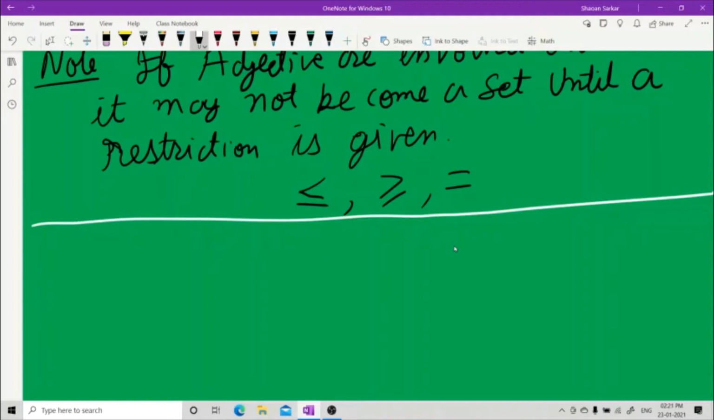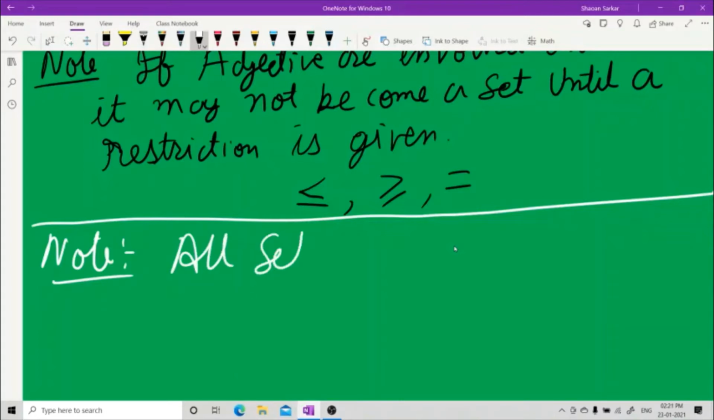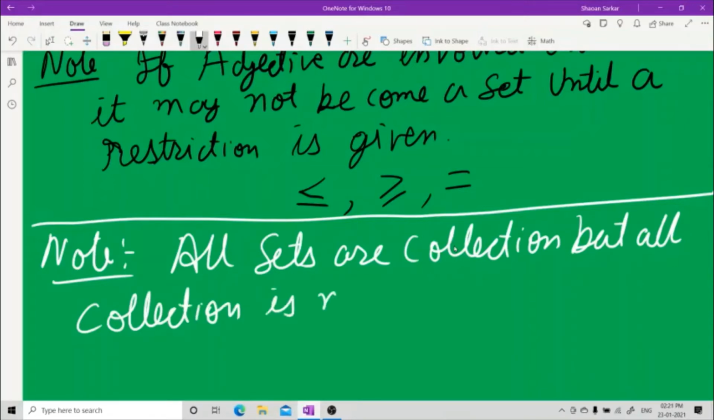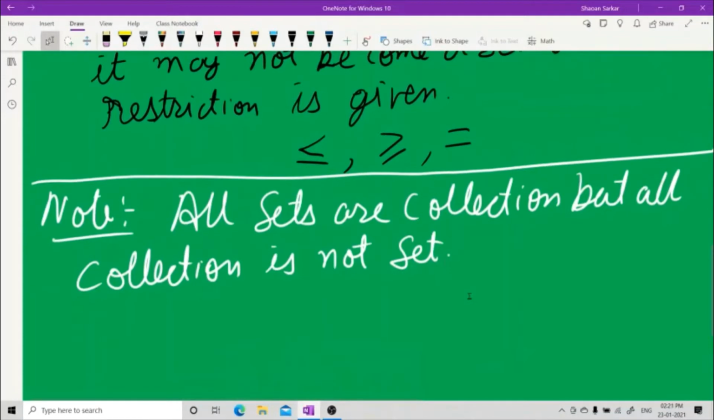Now let's write down this, that a note: all sets are collection, but all collection is not set. That's all. Now we will see how to write sets.